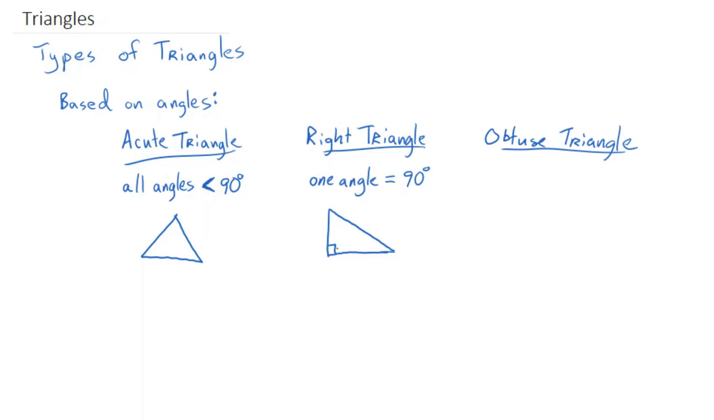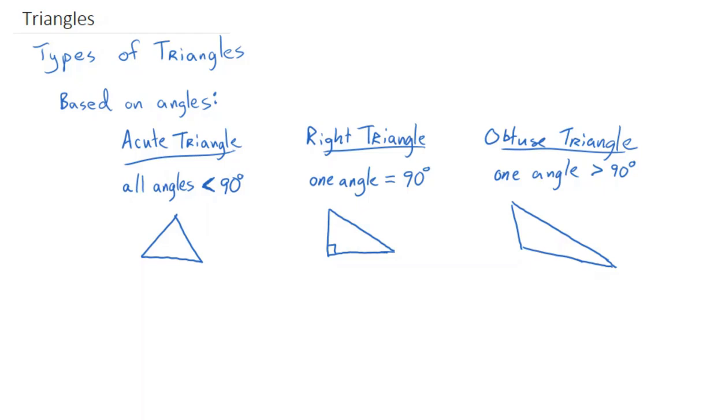And then lastly, an obtuse triangle is a triangle where one angle is greater than 90 degrees. I'll try to sketch in what that would look like there. So if you zoom out on this, essentially we're always going to have two angles that are less than 90 degrees. In an acute triangle, they're all less than 90 degrees. In a right triangle, that third angle is a right angle. In an obtuse triangle, that third angle is obtuse. So those are the three names based on the angles.